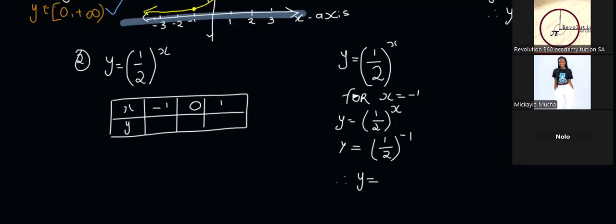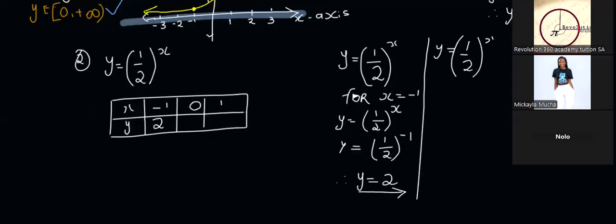You rewrite the equation y is equal to 1/2 to the exponent of x. And then y is equal to 1/2 to the exponent of, now we're gonna put 0. Therefore, y is equal to, we know that anything to the power of 0, the answer is 1. So we're gonna write 1 there.